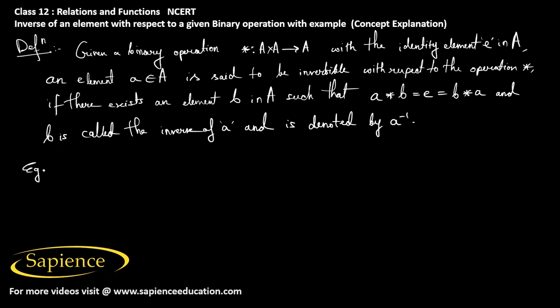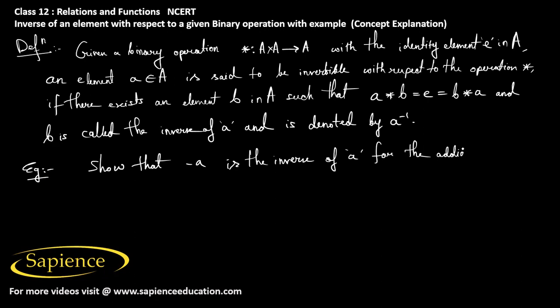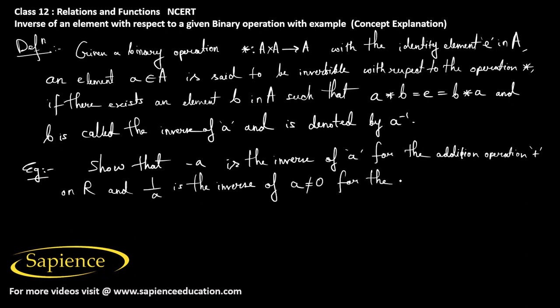So we can understand this by one example. That is, if it is asked to show that minus A is the inverse of A for the addition operation plus on the set R, and 1 by A is the inverse of A, where A is not equal to 0, for the multiplication operation on the set R.